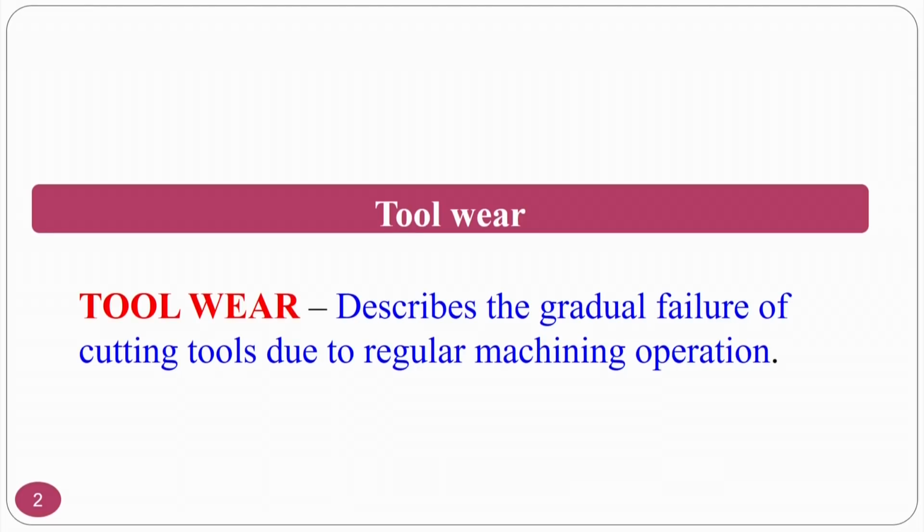Welcome to the course. This is about tool wear and tool life. Tool wear describes the gradual failure of the cutting tool due to regular machining, because it is a progressive wear. It describes how, atom by atom or molecule by molecule, the material gradually goes off. That is what progressive tool wear is.